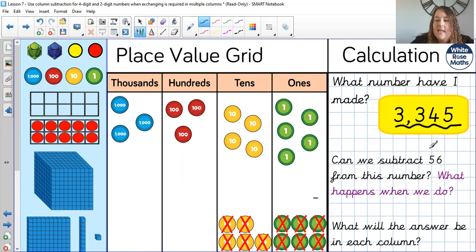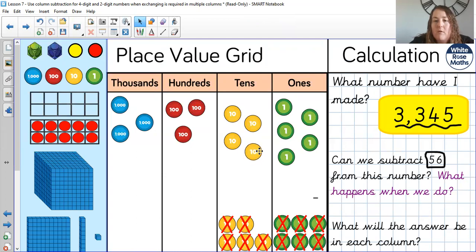Okay, so 3,345. This time we're going to be subtracting 56 from this number. So already you can see that we've got nothing in the hundreds and nothing in the thousands column. So I've lined up those ones with the ones and the tens with the tens. And we're going to try and subtract that number. Okay, so we start off in our ones column. We've got 5, but I need to take away 6. So I can't actually do that yet. What I'm going to have to do is exchange.